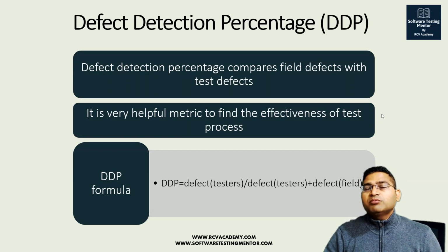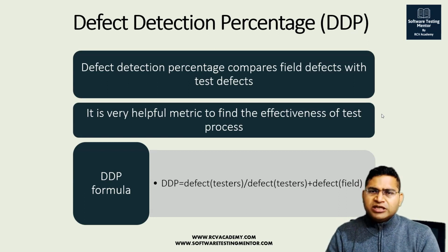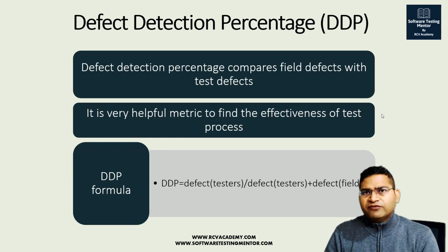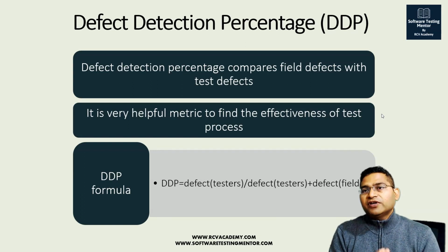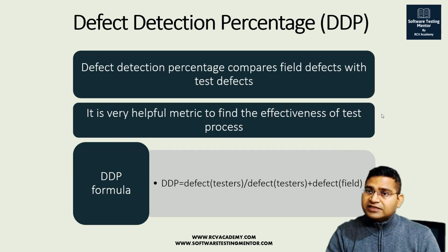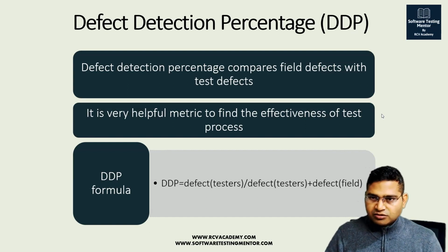So the team is not able to find most of the defects that should have been found during the testing phase, because if so many defects are found in production or in the field, that's not a good thing. So DDP, or defect detection percentage, helps you figure out the effectiveness of testing. Very important metric, very widely used in any of the projects.